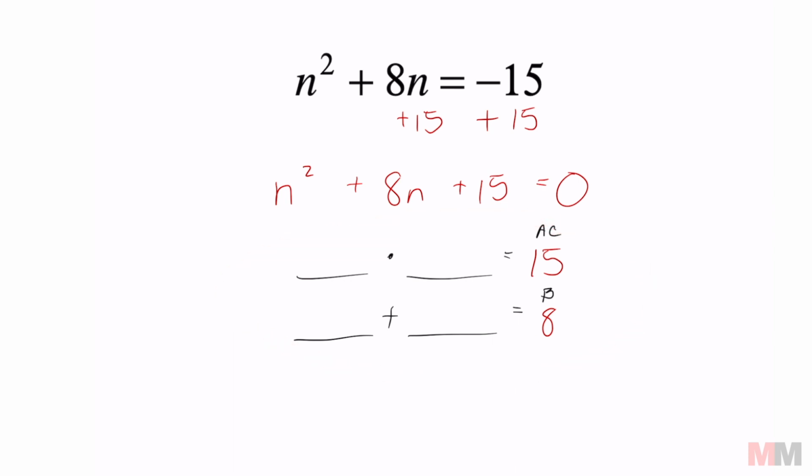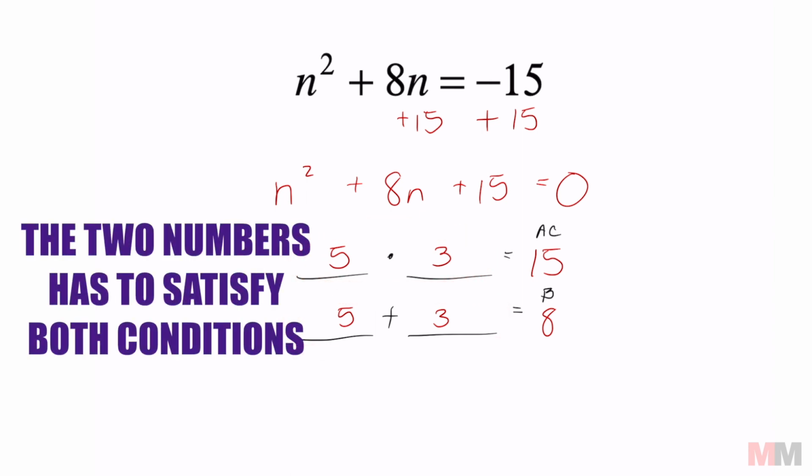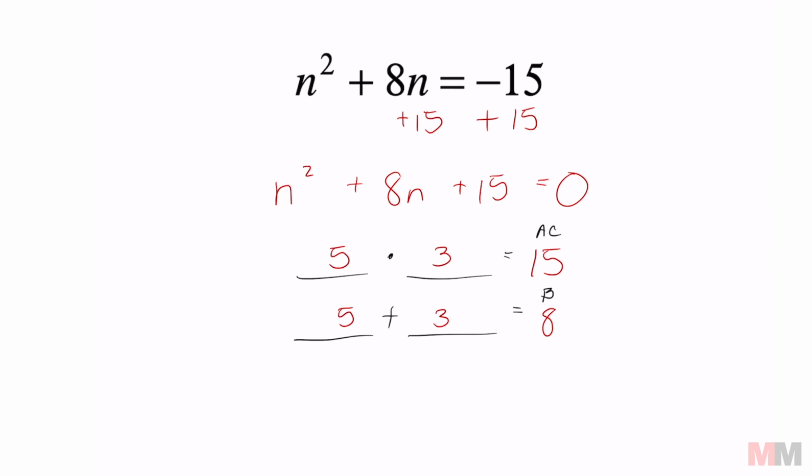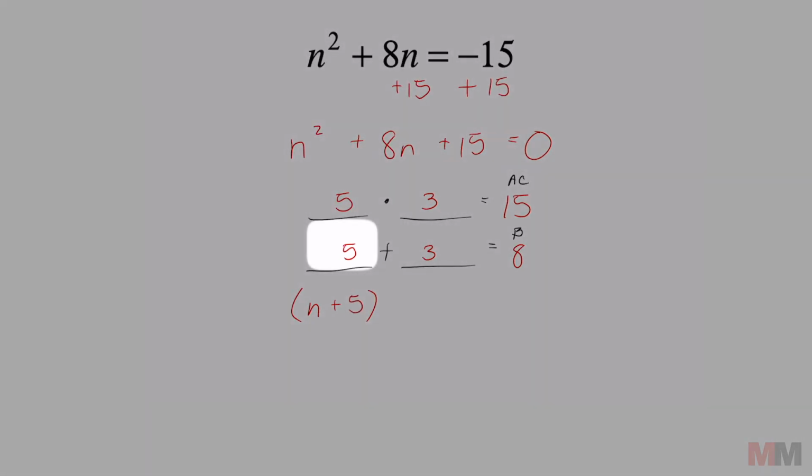2 numbers that multiply to 15, think of factors of 15. 1 and 15 does multiply to 15, but those same 2 numbers won't add up to 8, so that's not going to work. And the only other factor pair is 5 and 3. These 2 numbers have to be the same. When you use this graphic organizer, that's probably the hardest part of the problem, and once you have that, since it satisfies both of these conditions, then we just have to write it in its factored form: n plus 5, which is that first number, and n plus 3, which is the second number, equals 0.